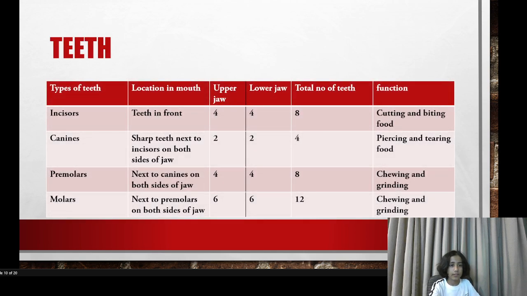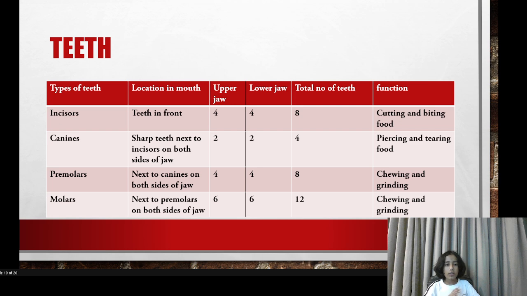Now we have teeth. We use our teeth for talking and also for eating. The first set of 20 teeth appears between the ages of 0 to 5. Then they start falling between the ages of 6 to 8, and then they are replaced by 32 permanent teeth. There are 4 types of teeth: incisors, canines, premolars and molars.